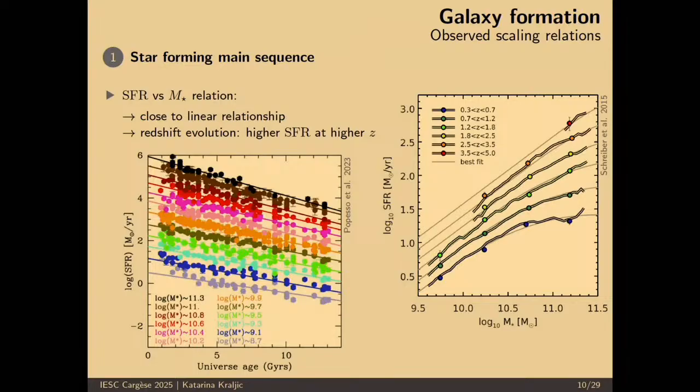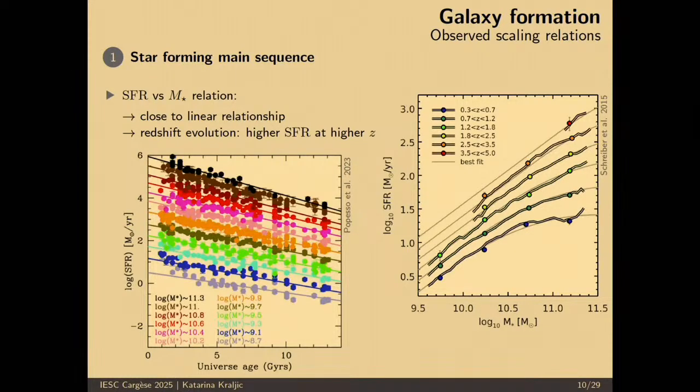So it's the relation between the star formation rate of galaxies and their stellar mass. In this log-log space, it's almost linear. We see that galaxies that are more massive tend to form more stars. They have a higher star formation rate. This is not terribly surprising, okay? The more massive the galaxy is, the deeper the potential well, so it can attract more gas, which will be transformed into stars.